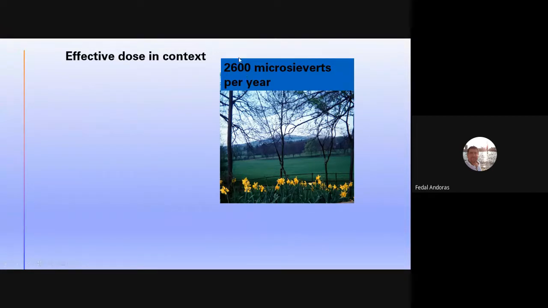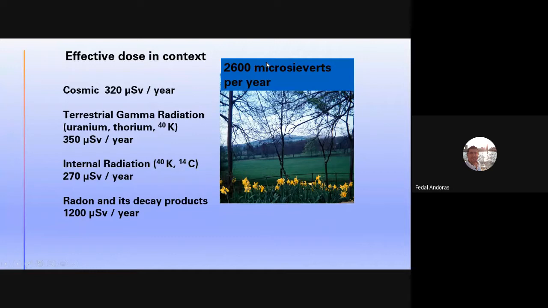Normally, what we get from background radiation is more than 2,600 microsievert per year, all of us. Normally, when you go outside, you receive 2,600 microsievert per year of radiation from all of these sources. Cosmic, it will come to 320 microsievert per year. Terrestrial gamma radiation, uranium, you will get 350.